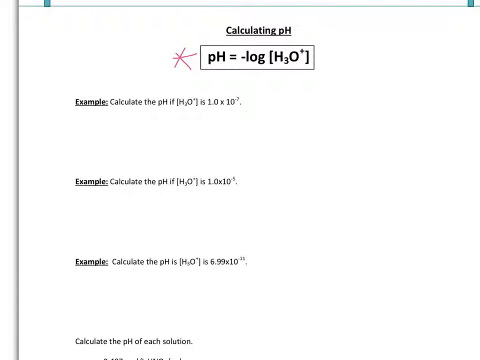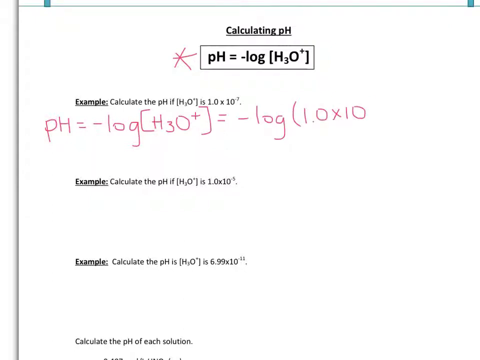First, let's calculate the pH if the hydronium ion concentration is 1.0 times 10 to the negative 7. So in this question, the hydronium ion concentration has just been given to us. So we can plug that into the formula, negative log 1.0 times 10 to the negative 7.